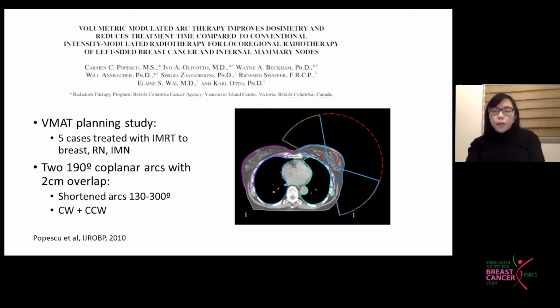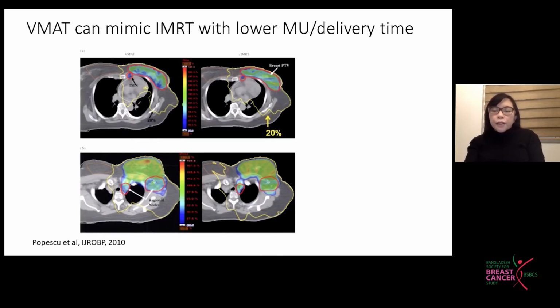Also, British Columbia investigated VMAT, and this is a planning study where they focus on the use of shortened arcs. They only use two arcs, none of which go through the contralateral side. Their results show that VMAT can indeed mimic IMRT while providing lower monitor units and delivery time. However, the healthy tissue volume percentages receiving 5 gray were also still significantly large.